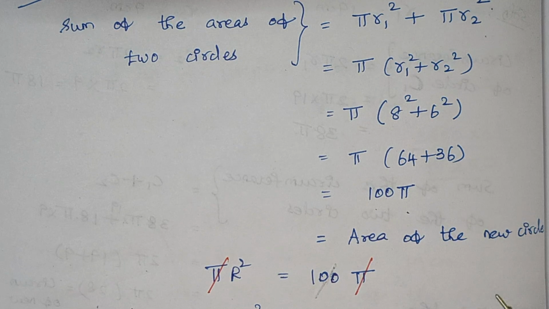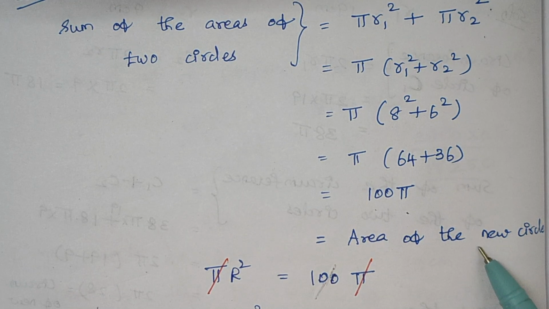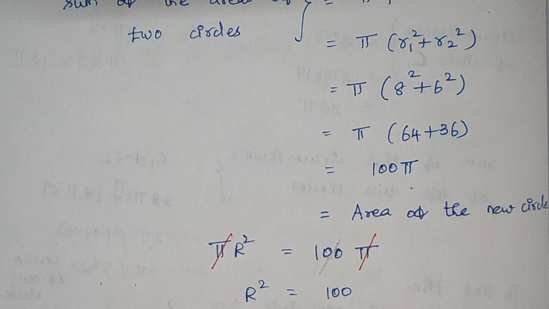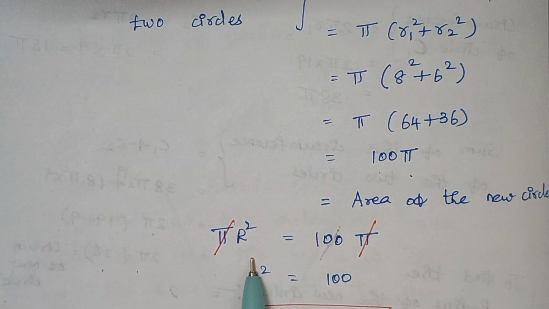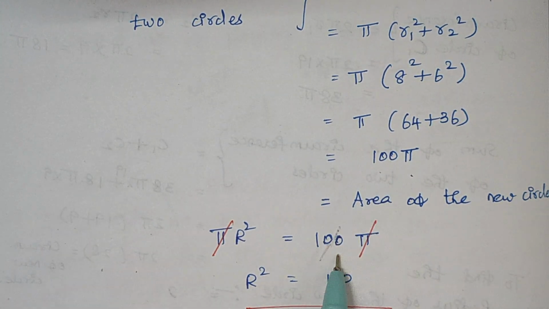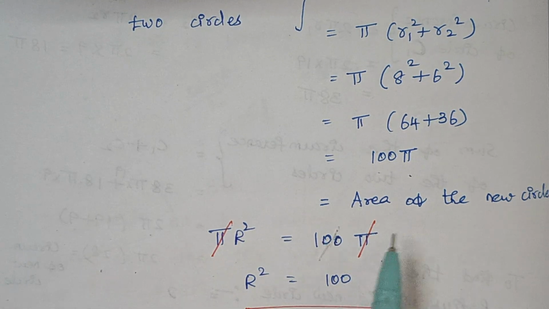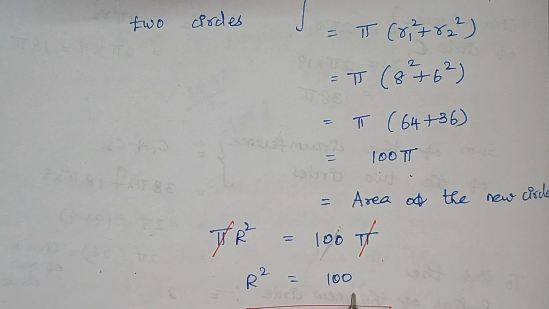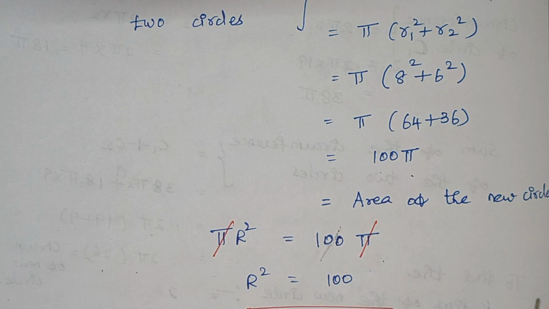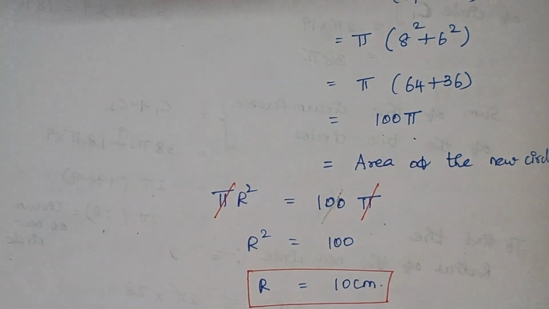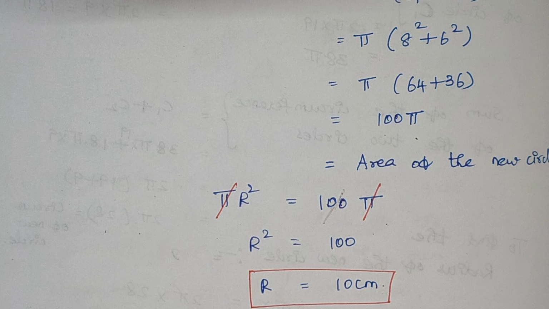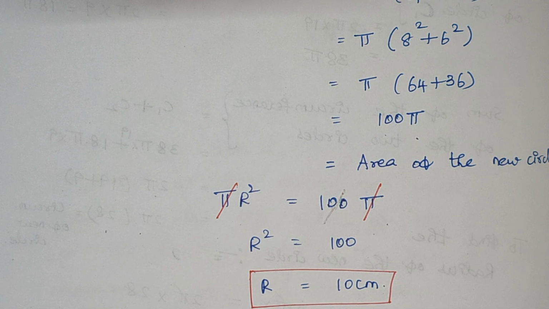So we know the area, so we can easily find the value of radius, right? Area is given by the formula pi r square, and here the value of the area is 100 pi. So pi cancels, the value of r square is 100, and when you take the square root of 100, the value of r is 10 centimeters, right? So problem number 2 is over here. We will move on with the next one.